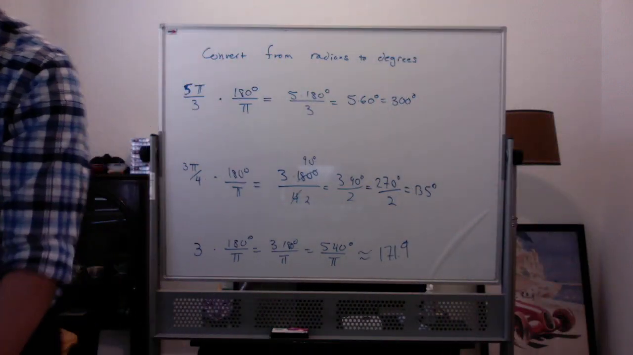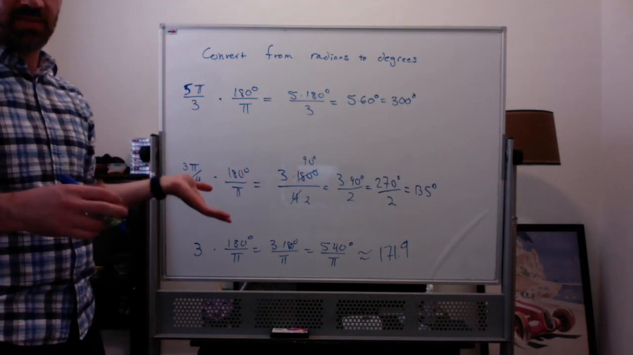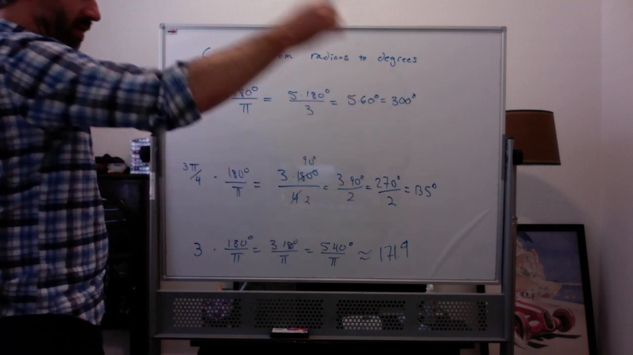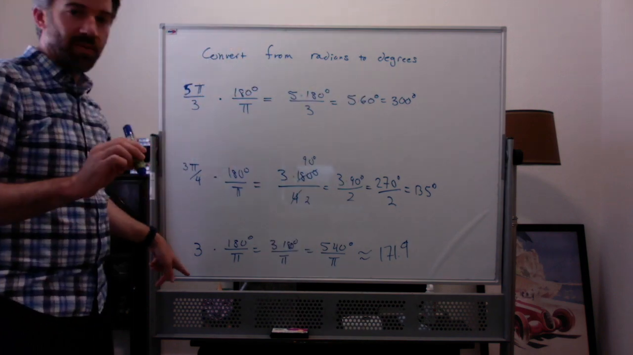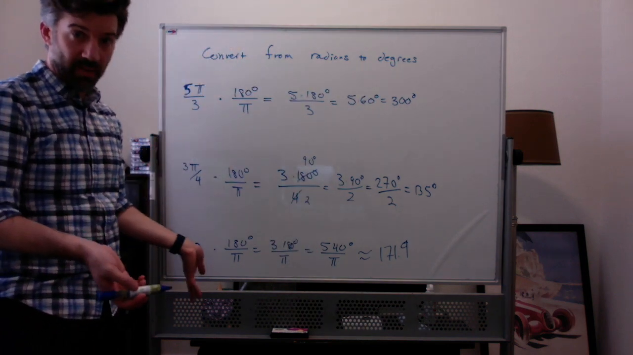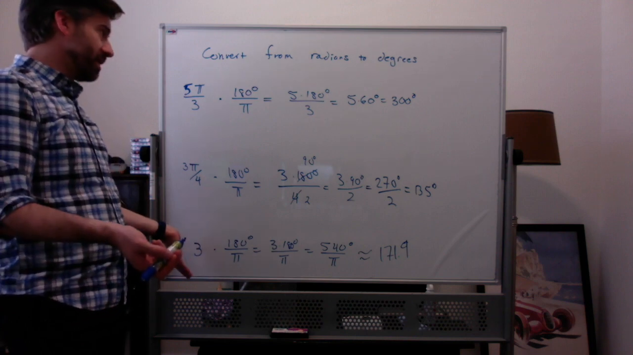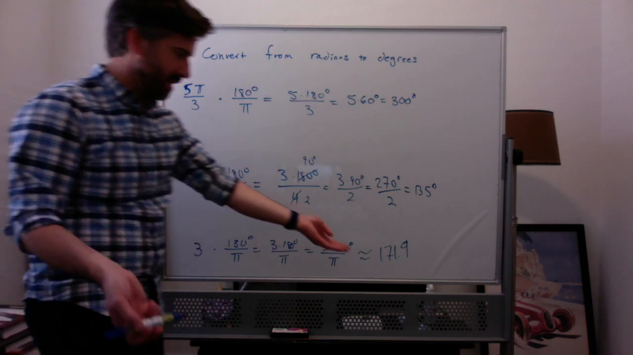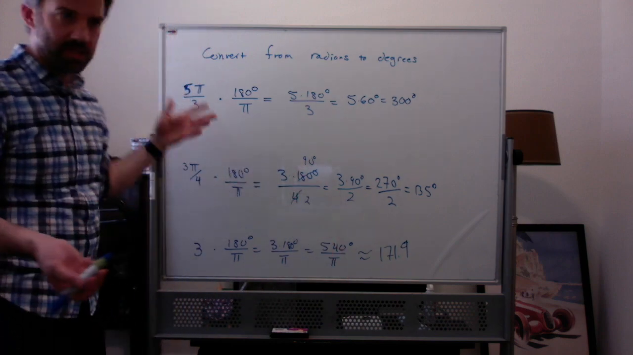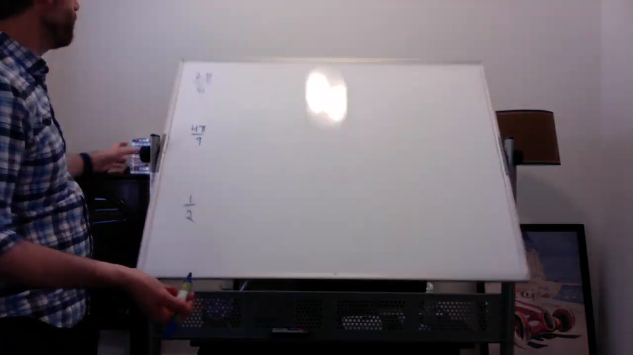Which makes some sense, right? Pi radians is the same as 180 degrees, so pi is halfway around the circle. 3 radians, and 3 is close to pi, right? Pi is about 3.14. 3 radians should be close to 180 degrees, and it is. It's 171, right? So it seems sensible. Let's go to the other side.